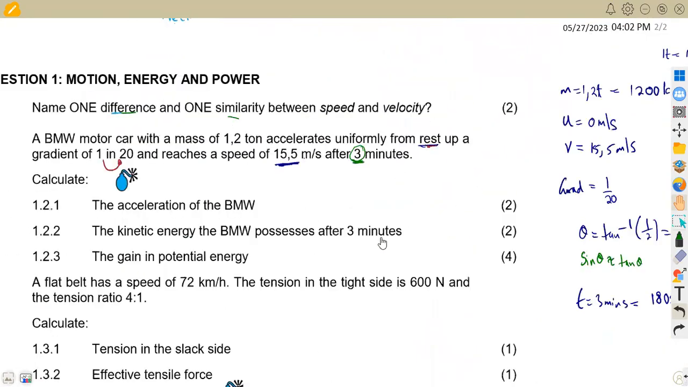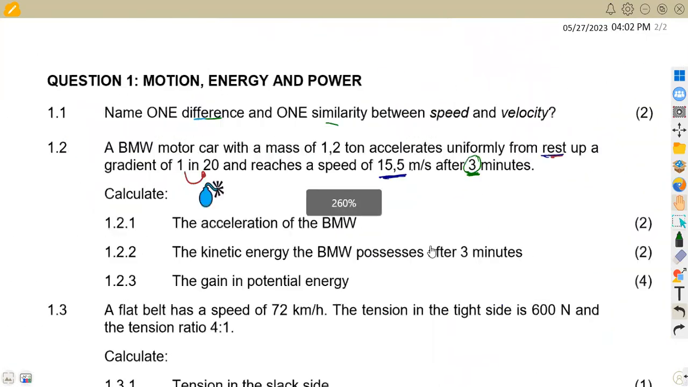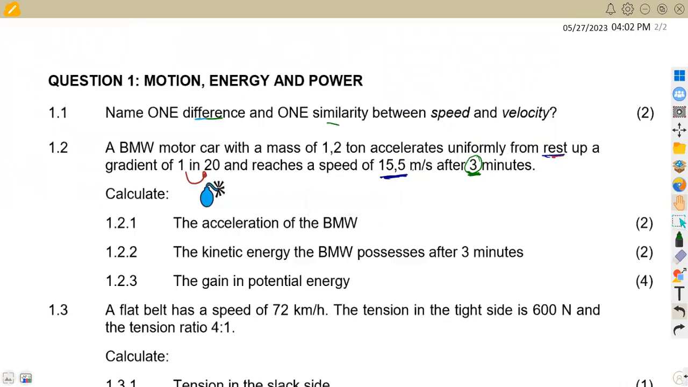All right. If you take note of the other part of the question, which is on 1.2, we are now asked to calculate the kinetic energy the BMW possesses after 3 minutes, which means within this same time that we have been talking about, the 3 minutes in which we calculated the acceleration. What about the kinetic energy? How do we calculate it?